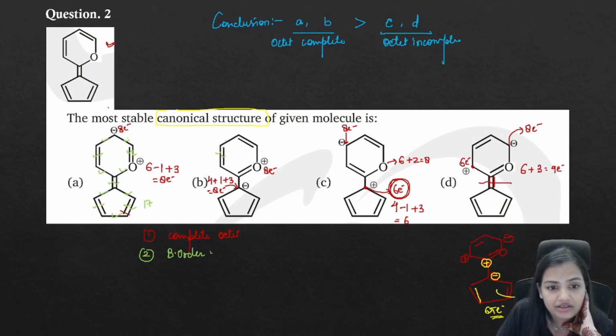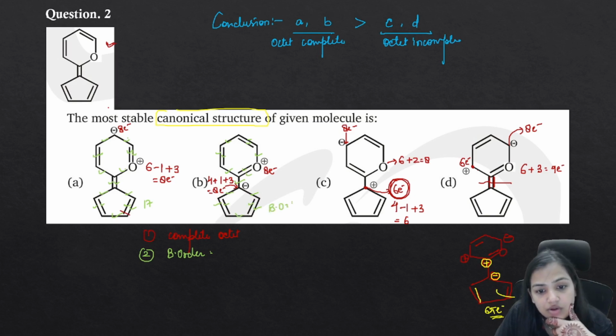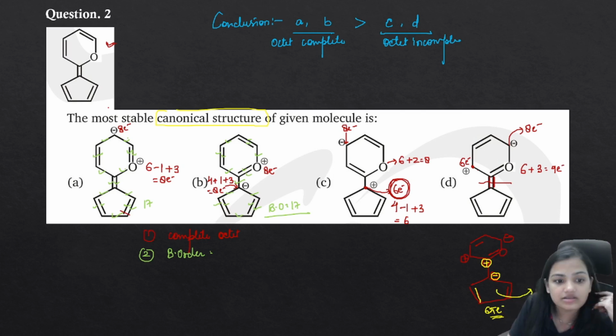Here we have 1, 2, 3, 4, 5, 6, 7, 8, 9, 10, 11, 12, 13, 14, 15, 16, 17. 17 is the bond order. Here also the bond order is 17 and 17. My question is which is the most stable structure. 17, 17. I am not getting any conclusion.